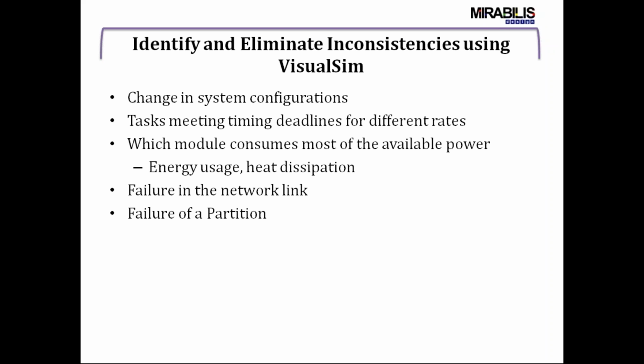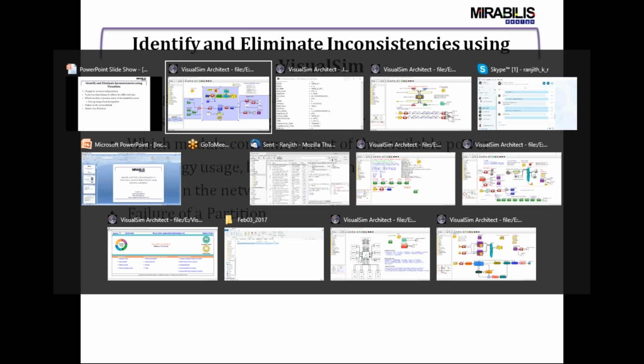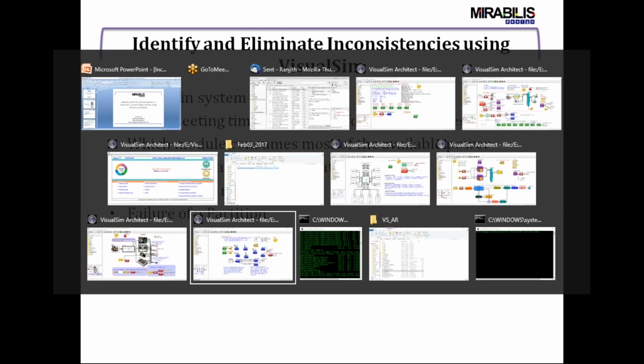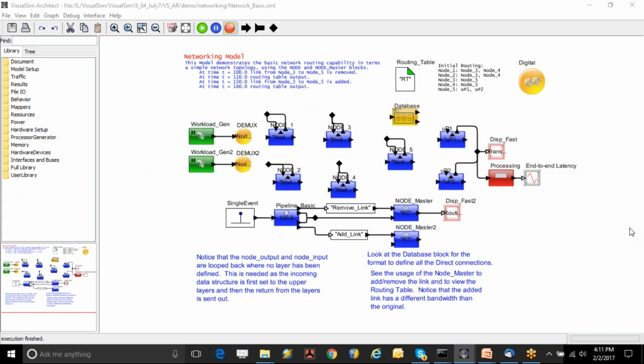So what happens if the network link goes down between two subsystems? I'm going to show you a very simple example for this scenario. Here I have a system with about 5 or 6 nodes. I have 2 source nodes, and on the right hand side I have 2 destination nodes, and in between I have some routers and switches.